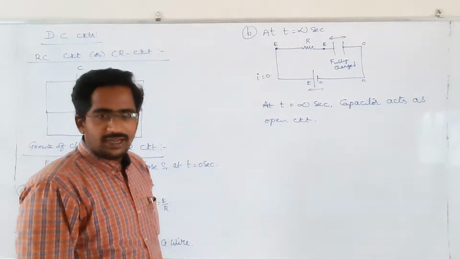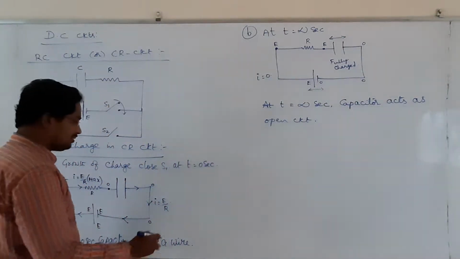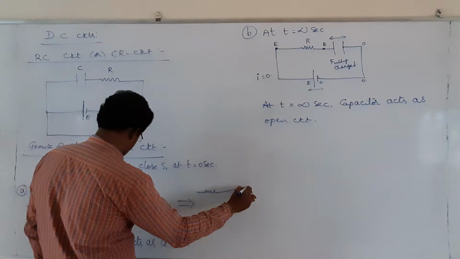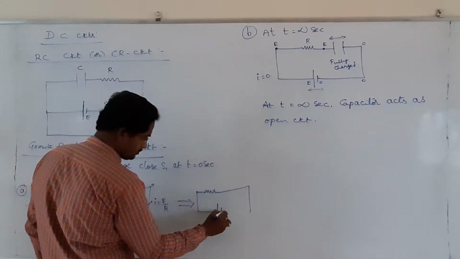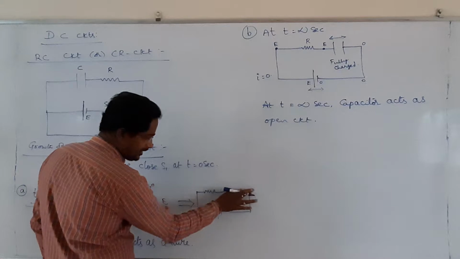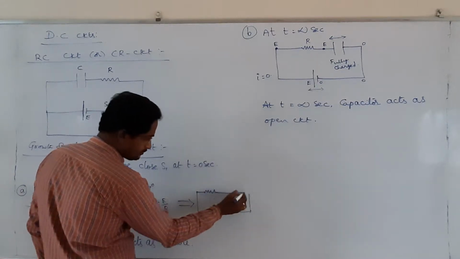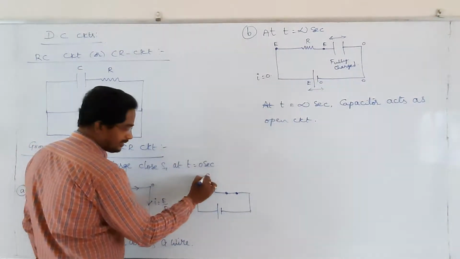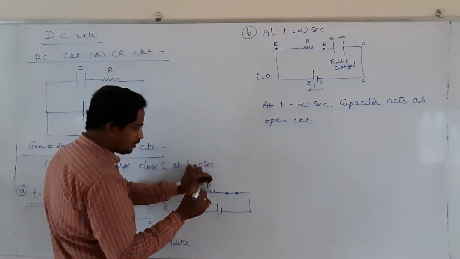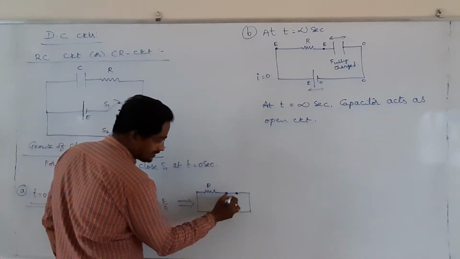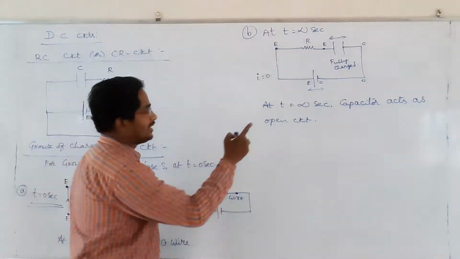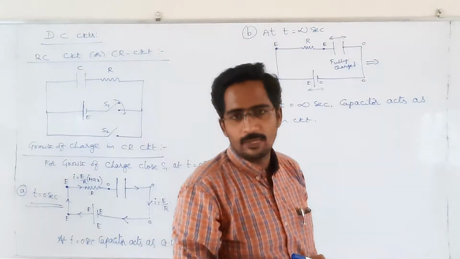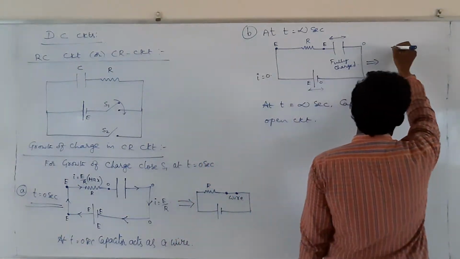Capacitor acts as an open circuit. So normally for this one, at the time of 0 seconds, the circuit will become like this, because the capacitor is replaced with what here? Wire. At the time of 0th second, the capacitor acted as a wire. But at the time of infinity seconds, the capacitor is acting as what here? Capacitor acting as an open circuit.